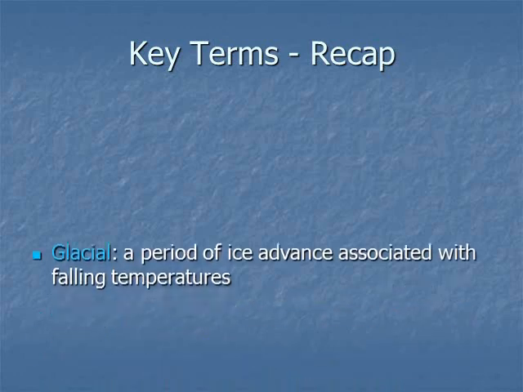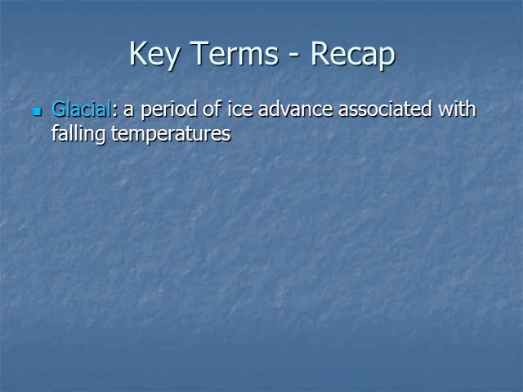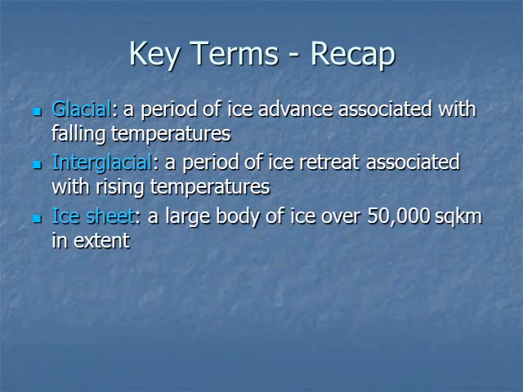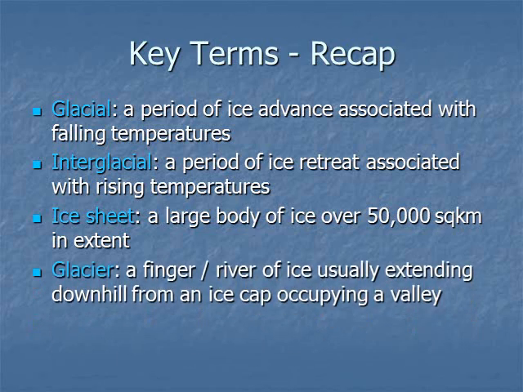So let's remind ourselves of some key terms from last lesson. These are good words to use when it comes to glaciation. A glacial, a period of ice growing on the planet. An interglacial, in a warmer world when ice melts and retreats. An ice sheet, a large body of ice. Do you remember Europe and Britain were covered by an ice sheet up to a mile thick? And lastly, what we're going to be thinking about today, a glacier, a finger or river of ice, usually extending downhill.